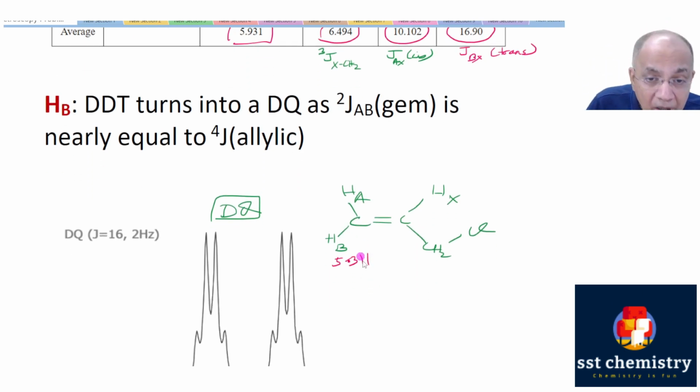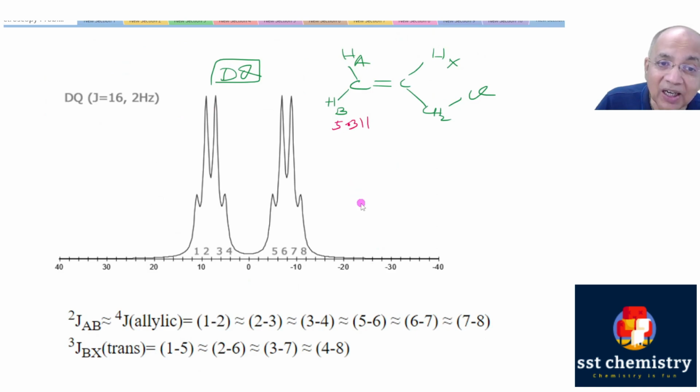Why? Because if J2, the small geminal coupling, is approximately equal to J4, then you have to add up this and these two, 3. So first a doublet, and for these 3 protons, a quartet. First doublet, then for 3 protons, it is a quartet. So we are getting a doublet of quartets. I had shown you the expansion.